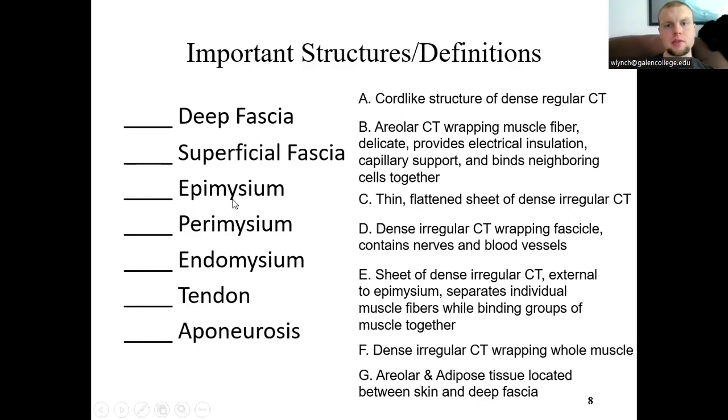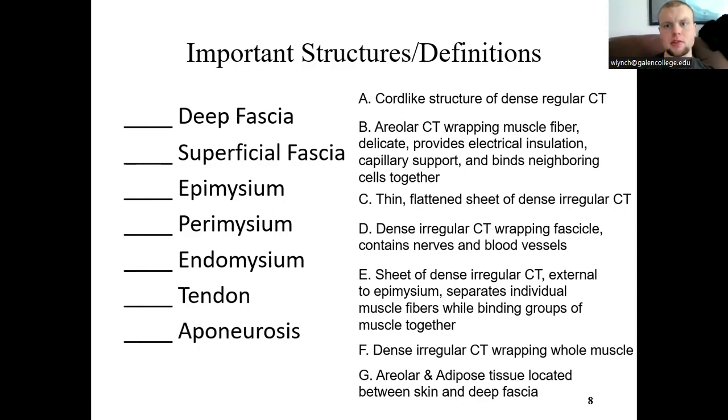For epimysium, this is going to be B, the areolar connective tissue wrapping. It's delicate, providing electrical insulation, capillary support, and binding the neighboring cells together. Perimysium is going to be D, dense irregular connective tissue wrapping the fascicle, containing nerves and blood vessels.